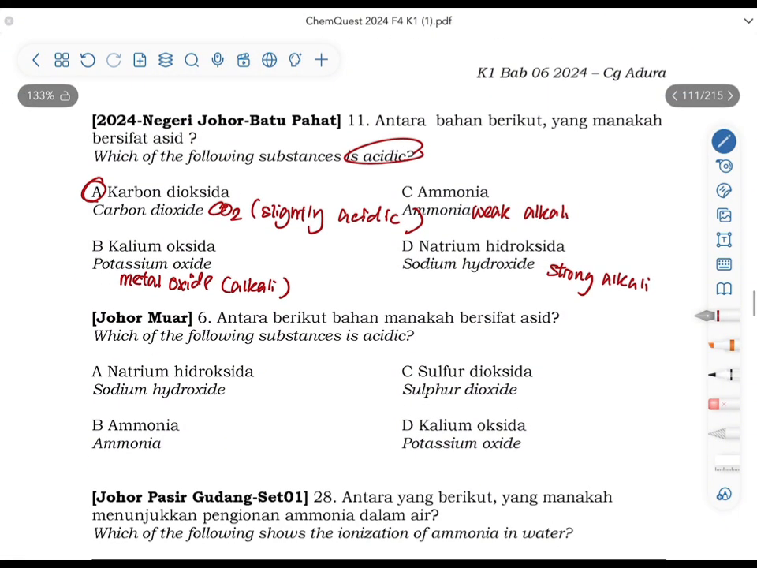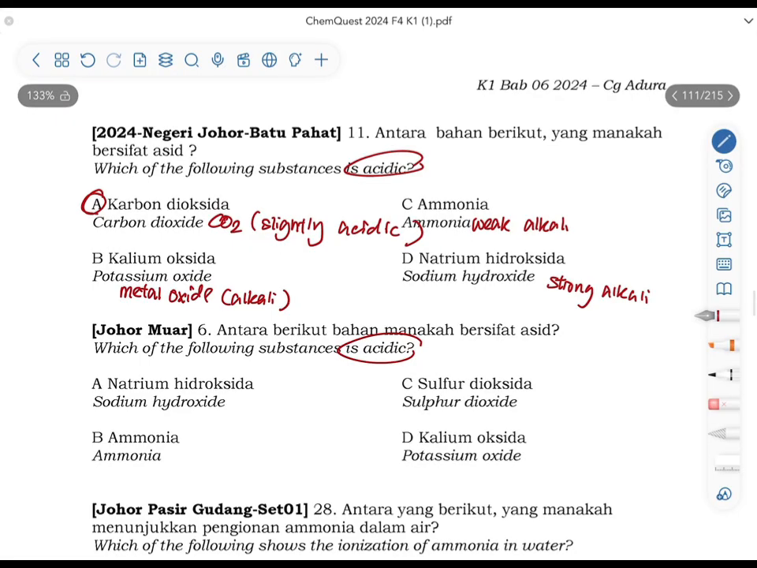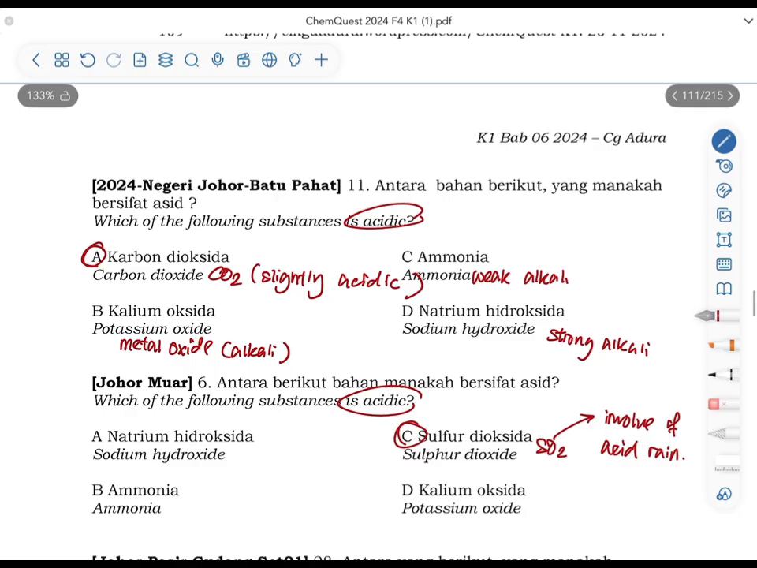Next question, which of the following substances is acidic? The answer is sulfur dioxide, because sulfur dioxide is very commonly involved in the formation of acid rain. Our factories usually emit waste gases such as carbon dioxide, CO2 or CO, and sulfur dioxide is the main component found in acid rain. So A, B, and D are also weak alkalis, as we discussed in the above question.